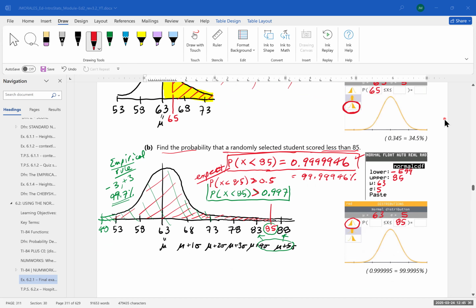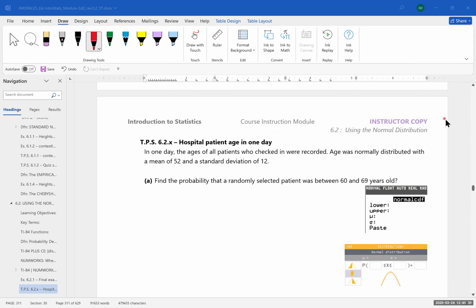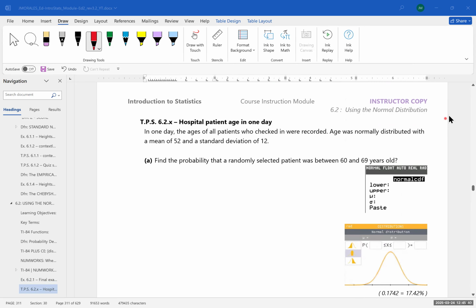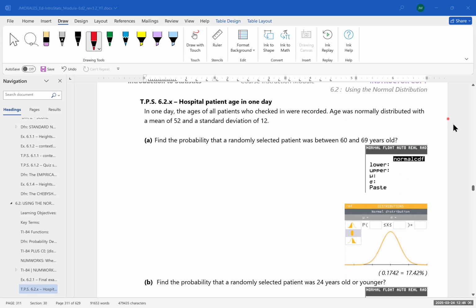All right, so we just finished this example. Next, we have a think, pair, share. Now, again, generally, with my lecture notes, the think, pair, shares, I don't normally put calculator screenshots, but here you're at the early stages of learning about normal distributions and using calculator functions to calculate areas. So I've included those here. So let's look at this example.